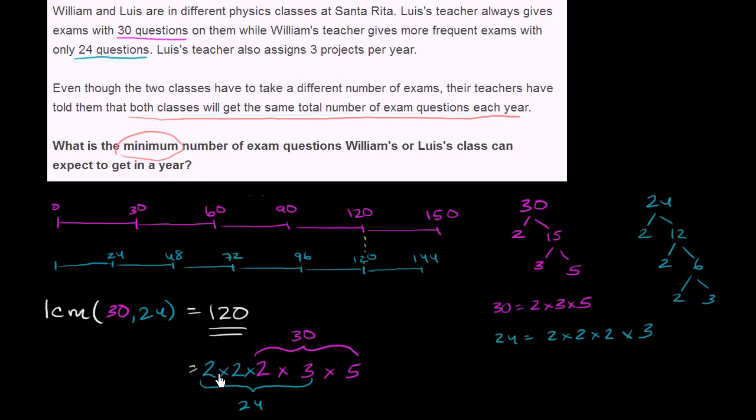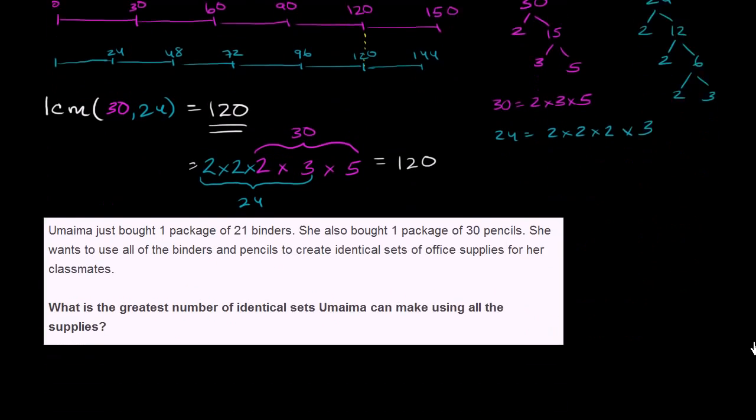You take any one of these numbers away, you are no longer going to be divisible by one of these two numbers. If you take a 2 away, you're not going to be divisible by 24 anymore. If you take a 3 or a 5 away, you're not going to be divisible by 30 anymore. And so if you were to multiply all these out, 2 times 2 times 2 is 8, times 3 is 24, times 5 is 120.